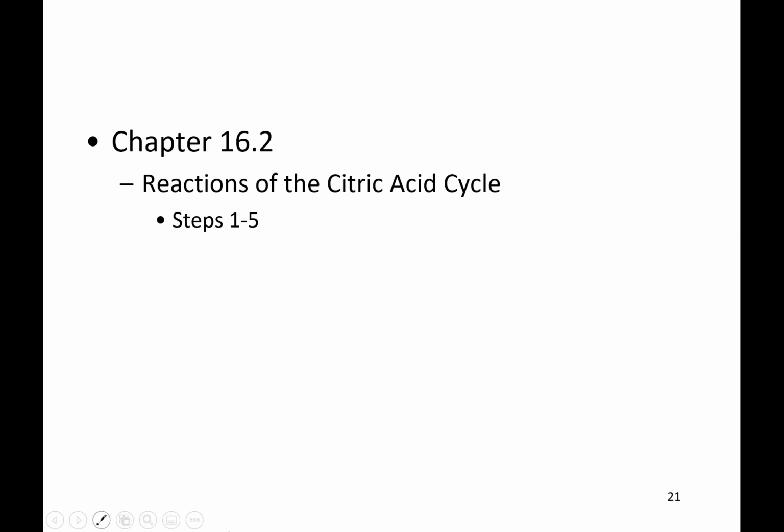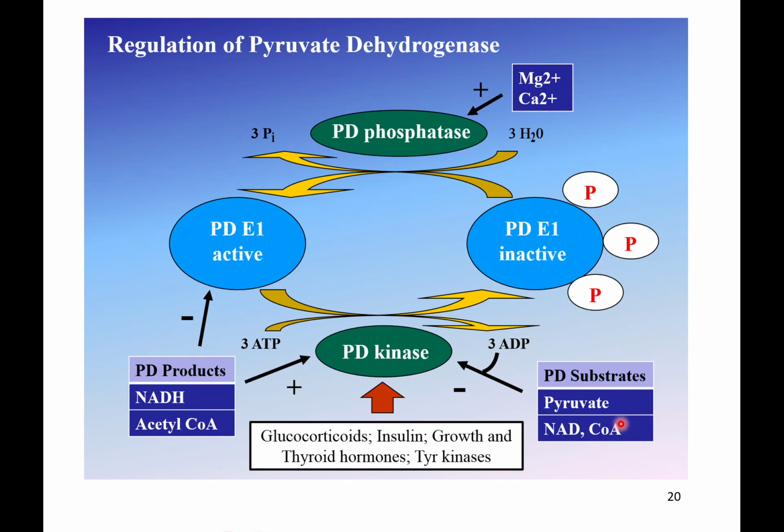We'll see that when we talk about the citric acid cycle, this idea of substrate regulation happens a lot in the citric acid cycle. There are no, at least in this class that I know of, allosteric regulators of the citric acid cycle like we saw with glycolysis.